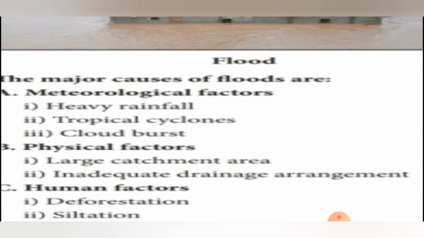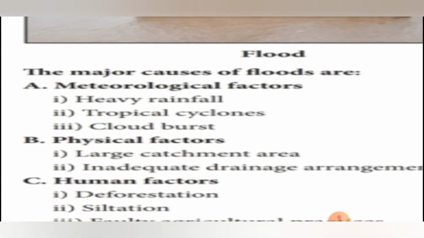So how do floods occur? Due to heavy rainfall. Okay. And next, tropical cyclone. When a cyclone comes, definitely heavy rain occurs. Got it? Next, cloud burst. Due to heavy cloud, when clouds burst, heavy rainfall occurs. Because of this, floods occur. This comes under what? Meteorological factor.